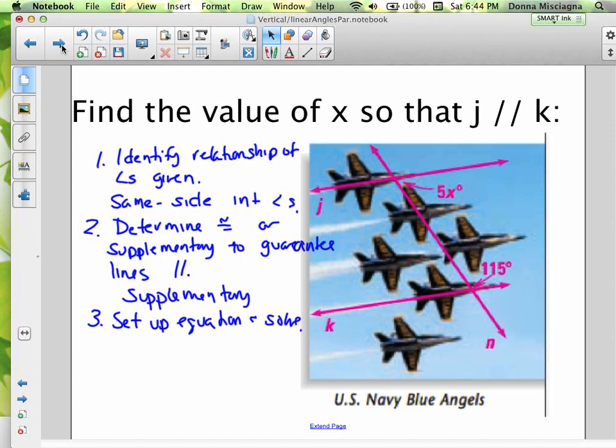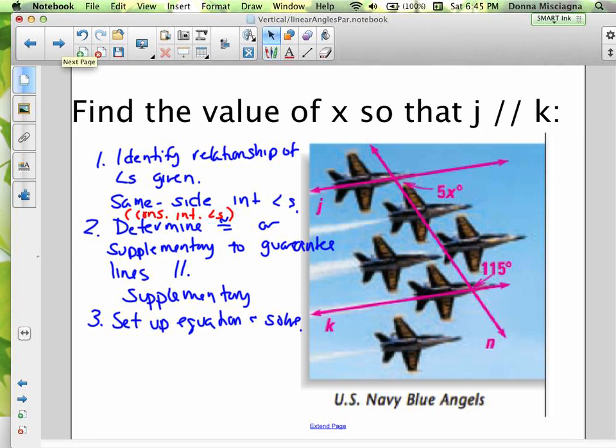So we want to identify the relationship between the angles given, right? So here we see we have angles that are between the parallel lines, and they are on the same side of the transversal. So they are same side interior angles. That's also known as consecutive interior angles. Right? Two names for the same thing.